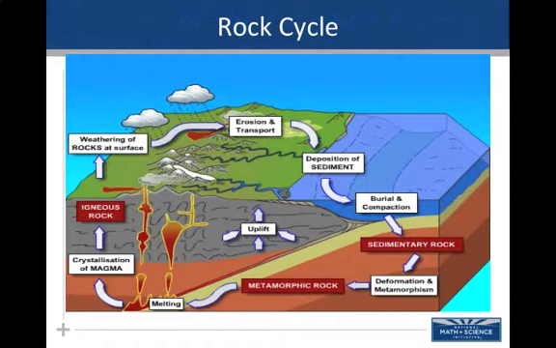And it's not important that you know specific types of those. It's just important that you understand what the agents of erosion are, because erosion is what's going to transport something from one place to another. Weathering is the breakdown of material. And so when something's weathered, it weathers in its place. It doesn't go anywhere. Erosion is when we move something from one place to another.